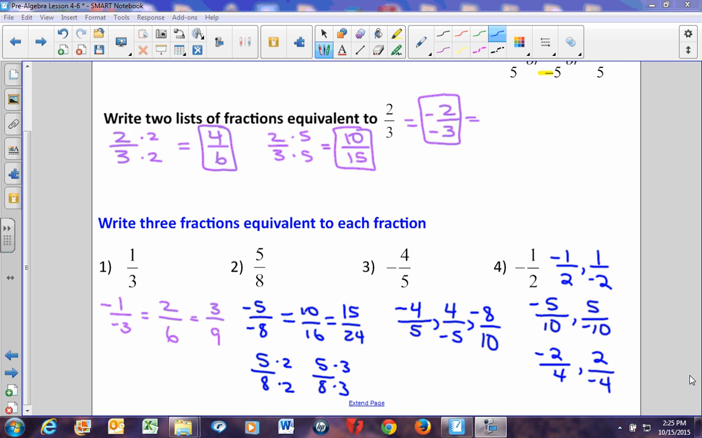So writing equivalent fractions is not difficult. Just multiply the numerator and the denominator, the top number and the bottom number, by the same whole number, and you'll get equivalent fractions.